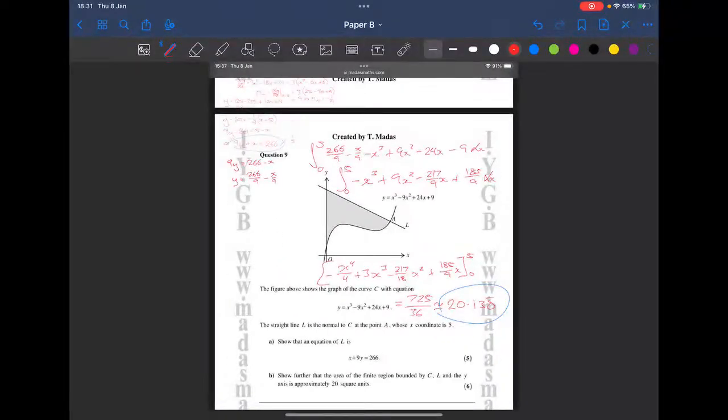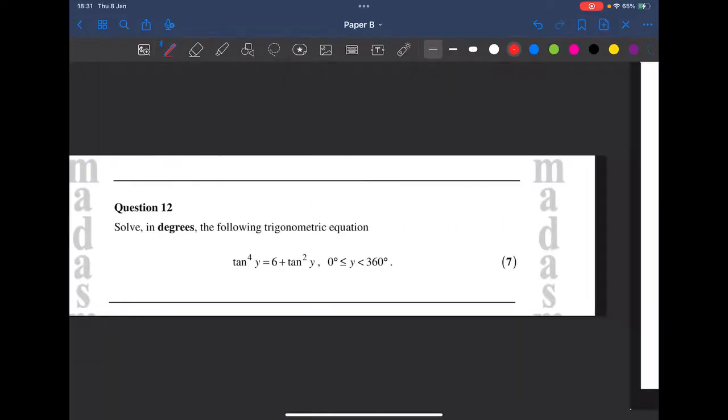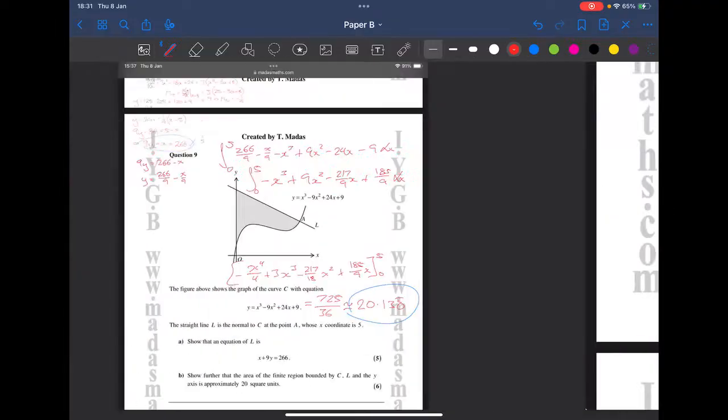Lovely jubbly. How many questions have we got left to go? That was 9. Here's 10, 11, 12, 13. Yeah, I've got half an hour. So that should be enough time to do it all.